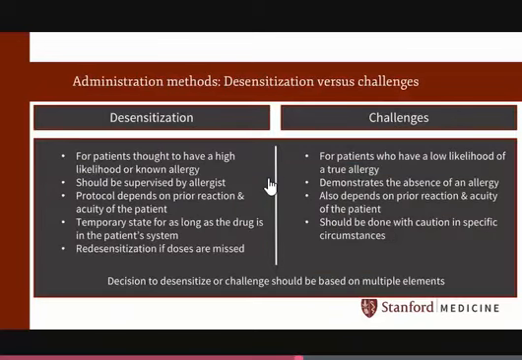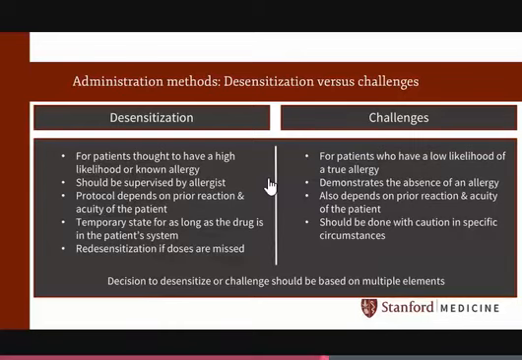Desensitization is a method of administering an antibiotic or any other medication to a patient who is thought to have a high likelihood or a known allergy, particularly an immediate type hypersensitivity. We recommend that a desensitization be done under the supervision of an allergist. The exact protocol depends on the nature of the prior reaction and the acuity of the patient. It is a temporary state that is maintained only as long as the drug is in the system. Redesensitization is required if doses are missed. Subsequent courses must be done by desensitization.